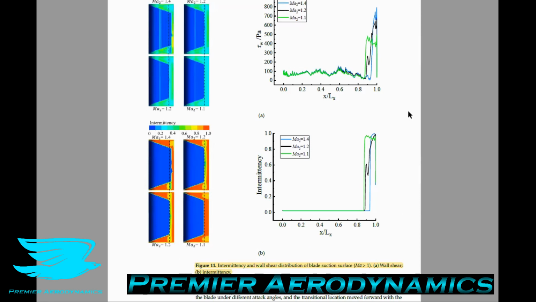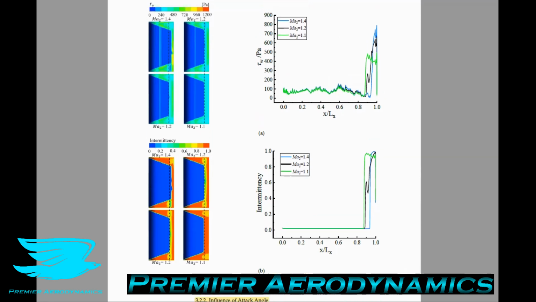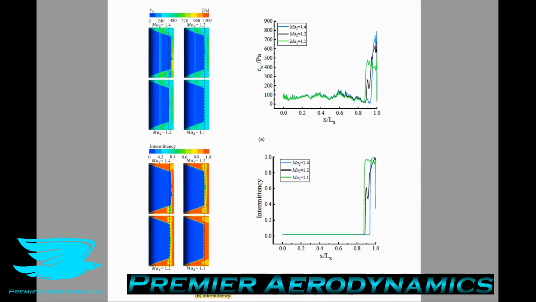So when the Mach number was less than 1, we found that when we increased the Mach number, the transition point started to creep towards the leading edge. What happens when the Mach number is greater than 1 though? Figure 11 is again the distribution of the wall shear and the intermittency on the suction side of the blade when the Mach number is greater than 1. And the transitional location moved backwards when we increase the Mach number instead. So when we're in supersonic flow now, when we increase the Mach number, the boundary layer transition point actually moves towards the trailing edge. And it is not that uncommon for a trend that occurs in subsonic flow to be the exact opposite when you go to supersonic flow.